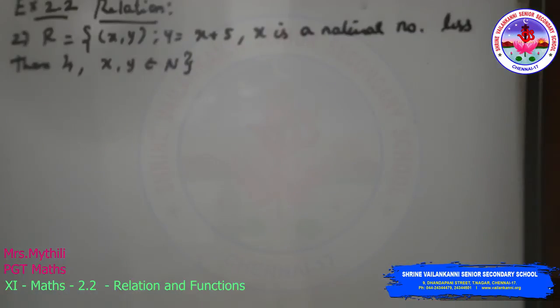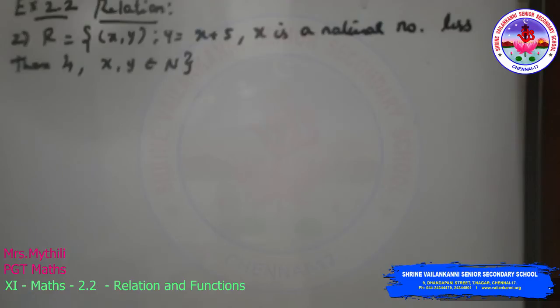Second question. Define a relation R on the set N of natural numbers where R = {(x, y): y = x + 5, x is a natural number less than 4}, so x, y belong to capital N, where capital N is the set of natural numbers. Depict this relationship using roster form. Write down the domain and the range.